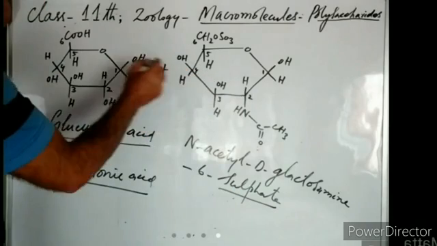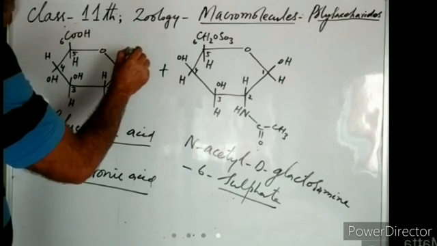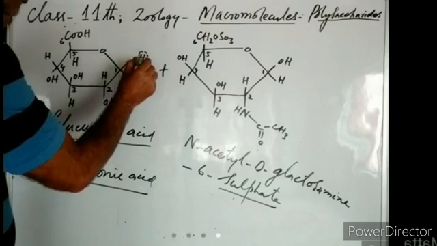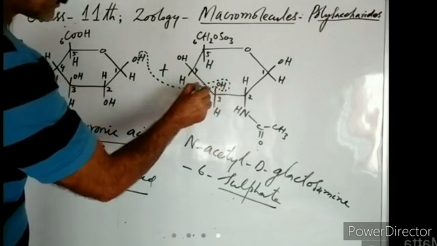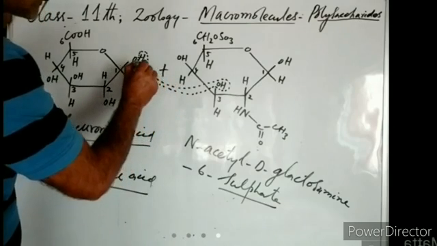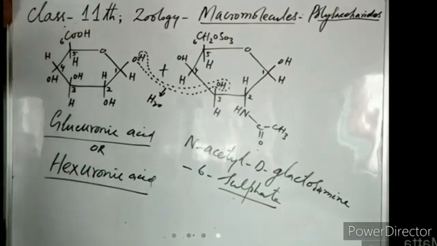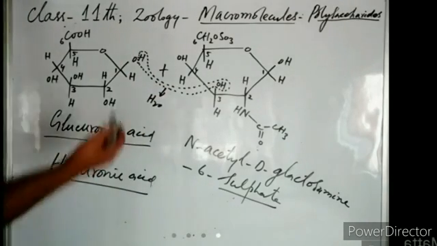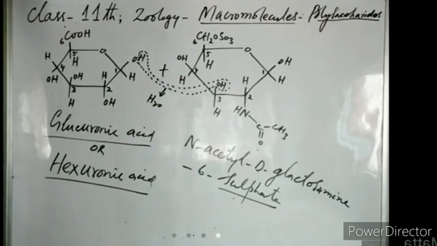So they combine together by the formation of a bond. One water molecule will be eliminated. This water molecule is lost. And a bond is formed between carbon first and carbon third.